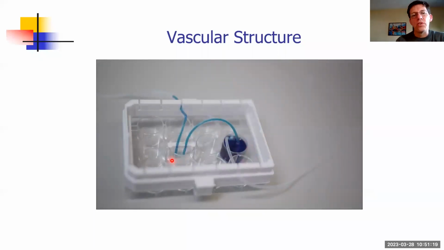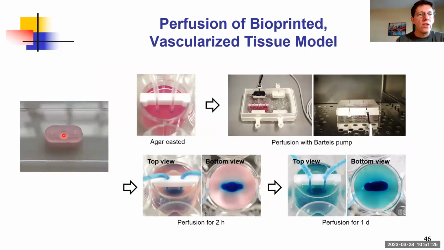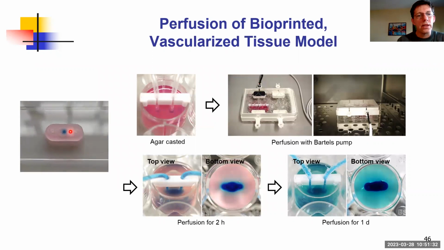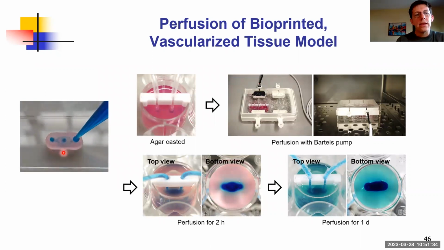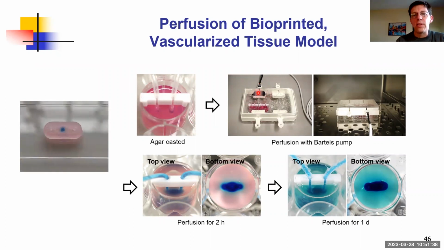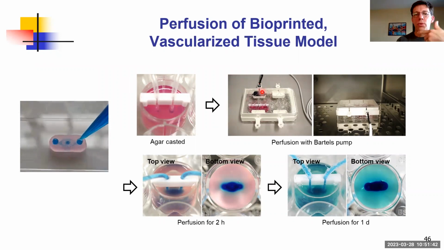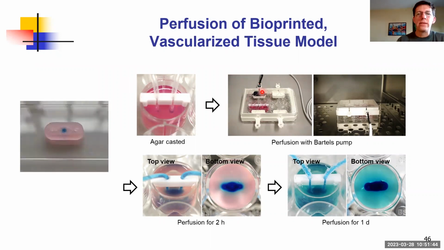And again, he uses the blue ink to visualize the perfusion of the model. So here you see the model with the vascular structure, and you can introduce the colored liquid and you see that it flows through the model. He casts this into agar, and he has these little micropumps that continuously perfuse the model over days and weeks.